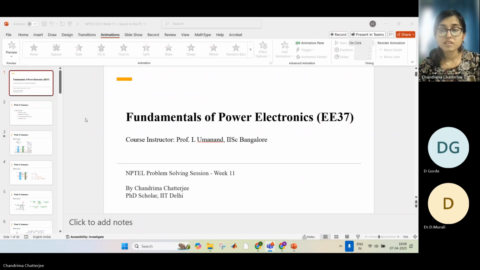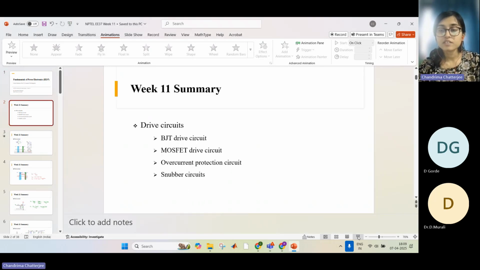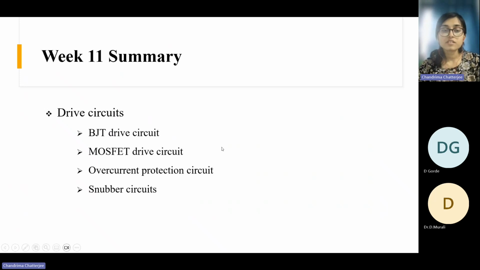Okay, so welcome to the 11th week of Fundamentals of Power Electronics tutorial session. Today, we shall discuss a very important topic, which is the drive circuits of different semiconductor devices.